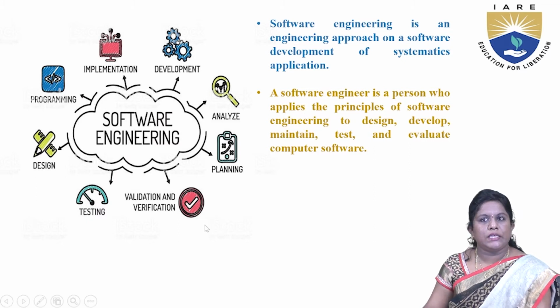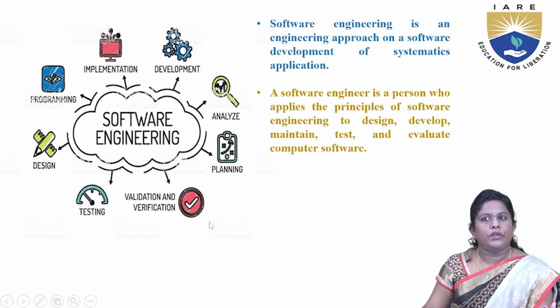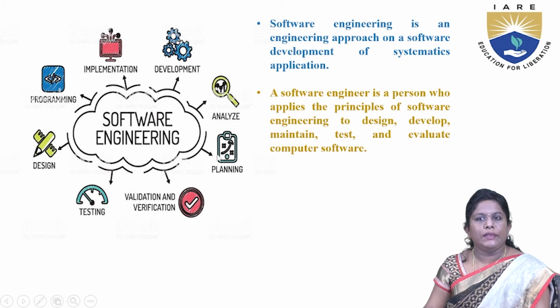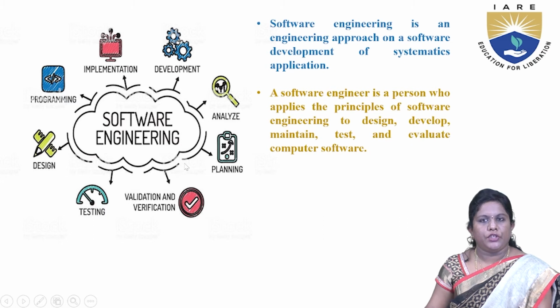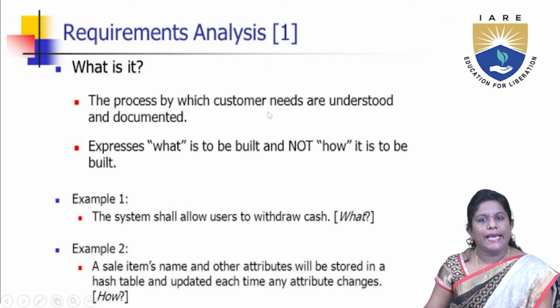So we have seen what computer software is, and what we mean by design, develop, maintain, test. All of these are done for us with the help of the principles of software engineering, which gives the result of comprising all these elements and making a software engineering. So moving further, let us see the first one, that is the analysis.